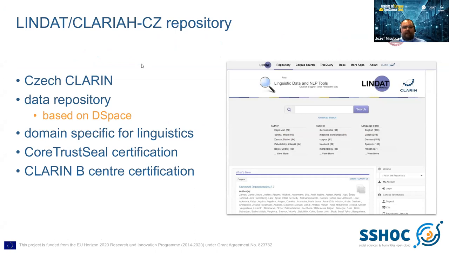But before we get to that, let's briefly describe our project. So the project is Clariah-CZ, it's a Czech branch of the Clarin project. We operate a linguistic data repository based on a heavily customized DSpace repository software. Many other Clarin centers use this repository software and it's available on GitHub. Every center that wants to be a Clarin B center has to pass the CoreTrustSeal certification and Clarin B center assessment. From the persistent identifier point of view, the purpose of the certification and the assessment is to meet basic requirements and to have the basic policies defined.